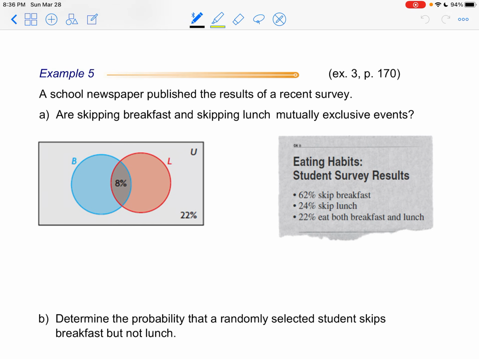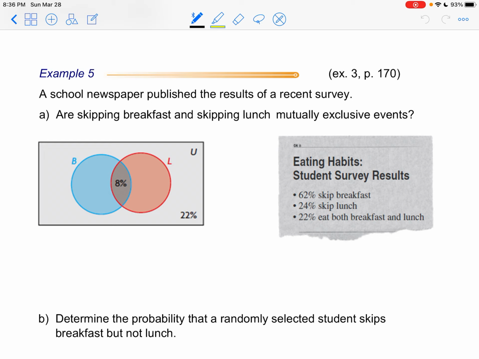Okay, this is example 5 now in section 3.4. This is another one of these Venn diagram, these kind of longer problems, very similar to what we were doing in Unit 1. This one says, a school newspaper published the results of a recent survey.